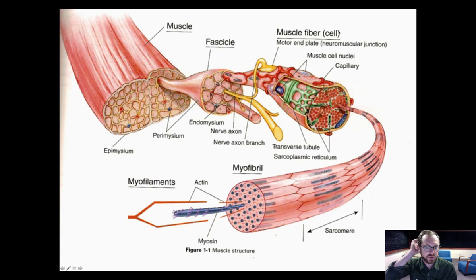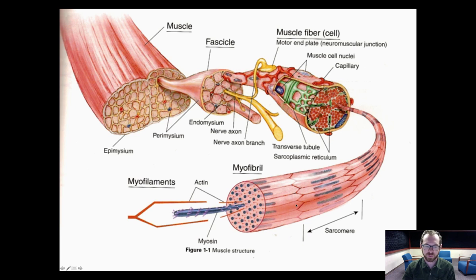Within each muscle cell, you have structures called myofibrils. Myofibrils are made up of sarcomeres, and sarcomeres are the functional units of muscles. This is actually what shortens when muscles contract. The lines that divide the sarcomeres are called Z lines, and this is where you get these striations.